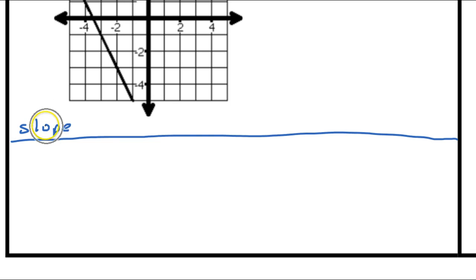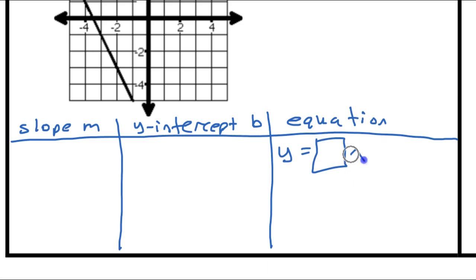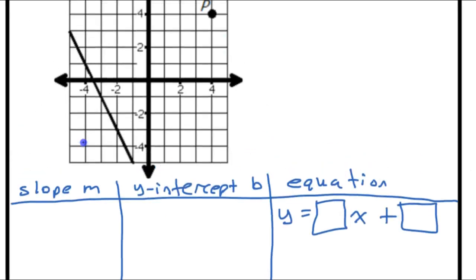Okay, so some of this is going to be really straightforward. So slope m goes in the first column, the y-intercept b goes in the second column, and we will write the equation in the third column. And the equation always goes y is equal to something x plus something, where the first box will be the slope and the second box will be the y-intercept. Let's start with the slope.